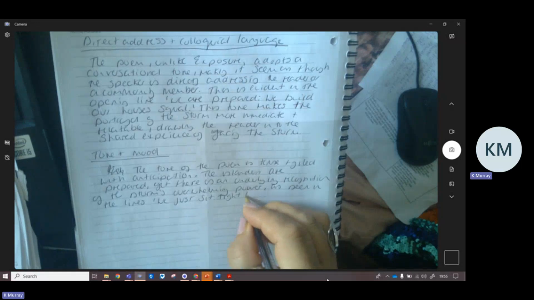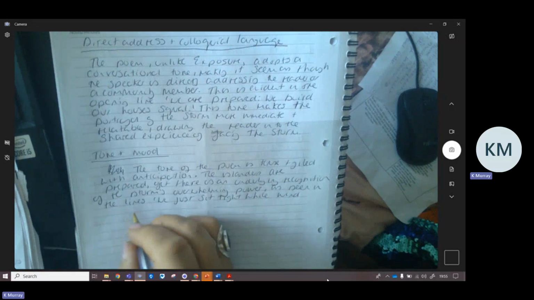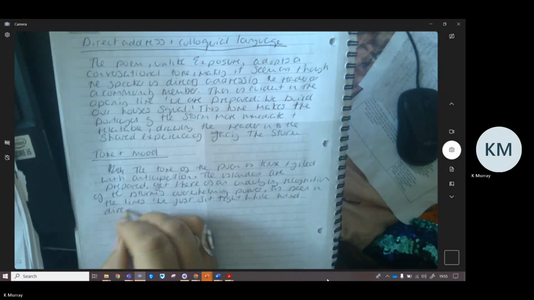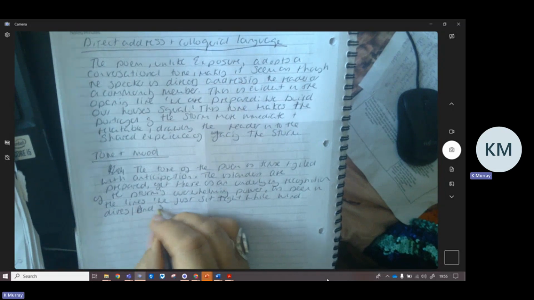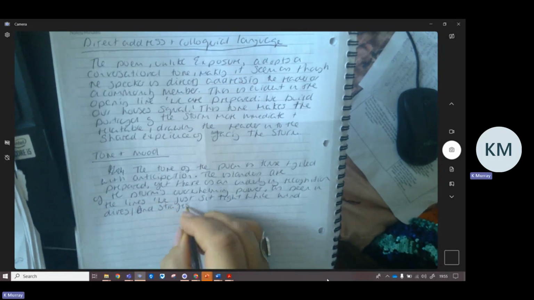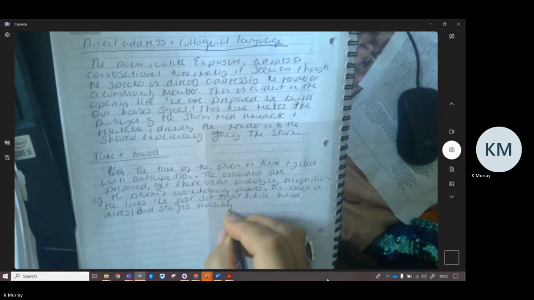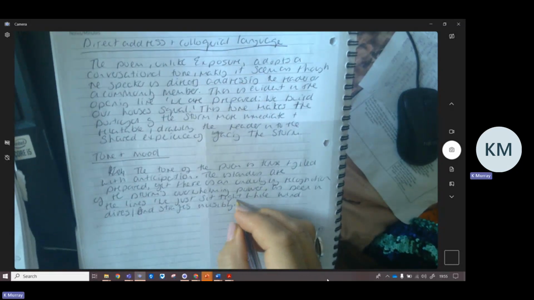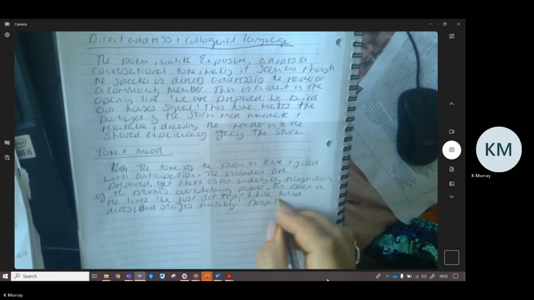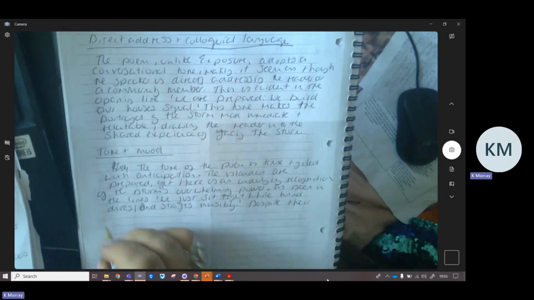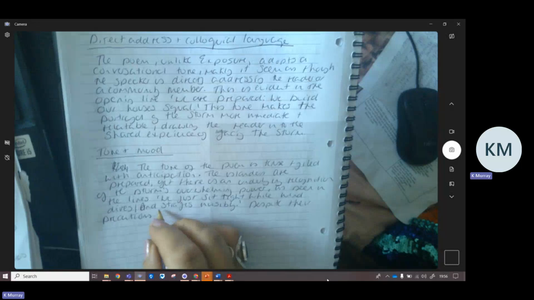"and strafes." Military language invisibly. It's war language, isn't it? Okay, that's used. Despite their precautions, "we are prepared. We build our houses squat."